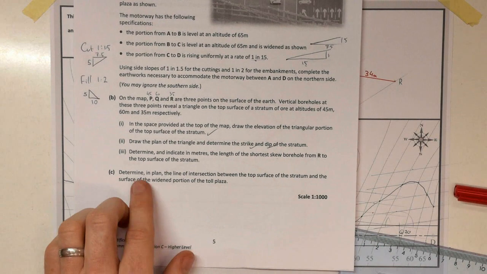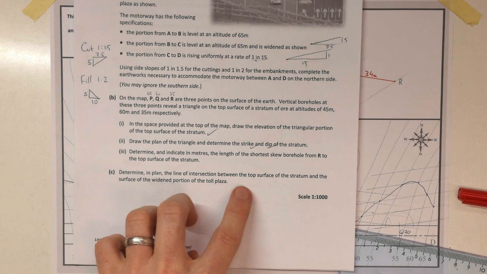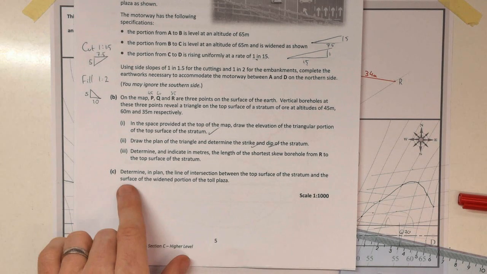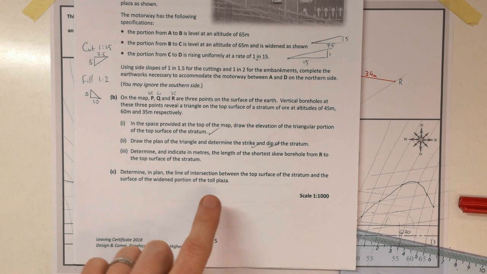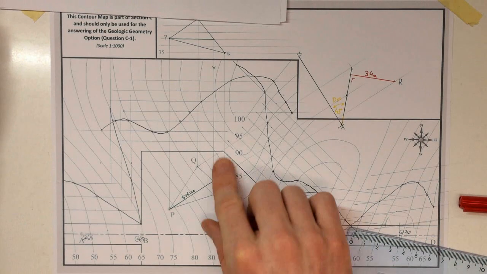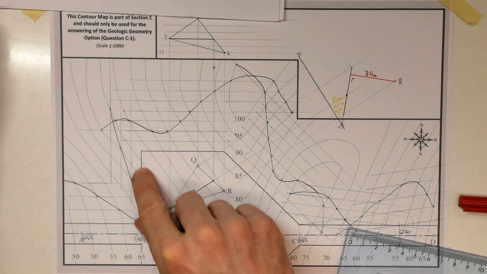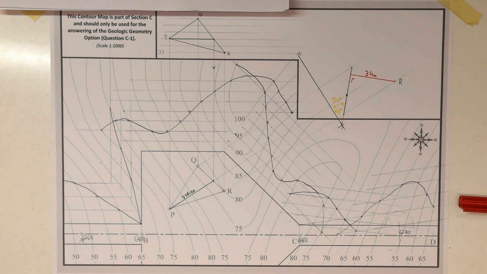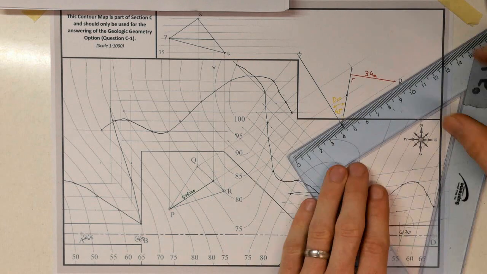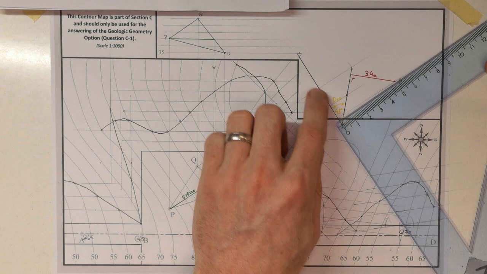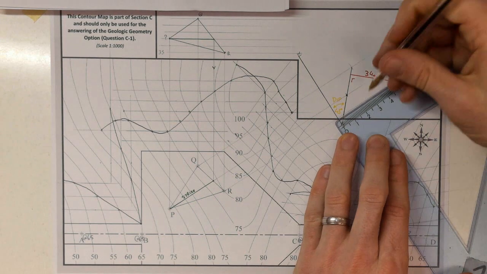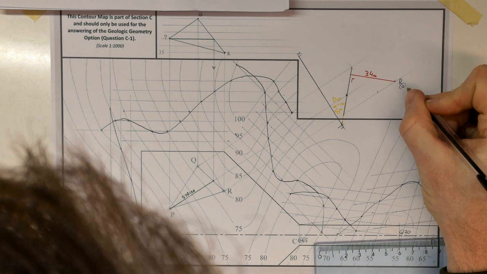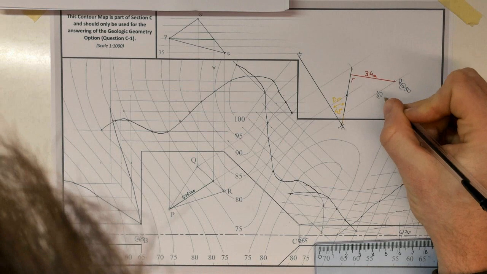Okay, so final part, determine in plan the line of intersection between the top surface of the stratum and the surface of the widened portion of the toll. Okay, so the widened portion of the toll said is at 65. Okay, in the top surface of the stratum. So I need to measure up a distance. Okay, this is at 30, so I need to measure up 35. So I'll just say this is at 80, this is at 65.